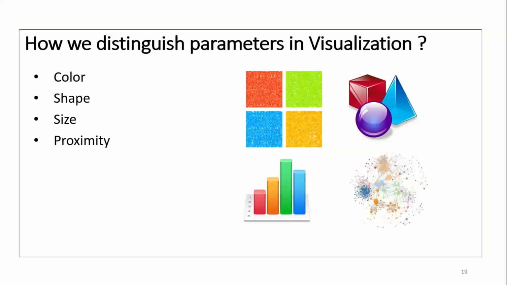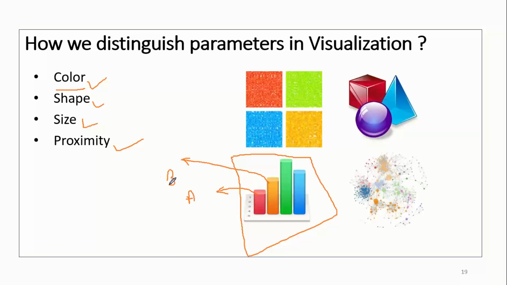Now, how do we actually distinguish the different parameters in the visualization? Basically, how do we actually leverage the power of visualization? So these are the 4 parameters on the basis of which we are able to make the most of the visualizations. One is color, another is shape, size, proximity. So what do I mean by color? Color means, for example, this is a chart that you see over here. Each color is representing some category. So by color you are able to identify that, say suppose this is category A, this is category B. So by color you can very easily recognize that.